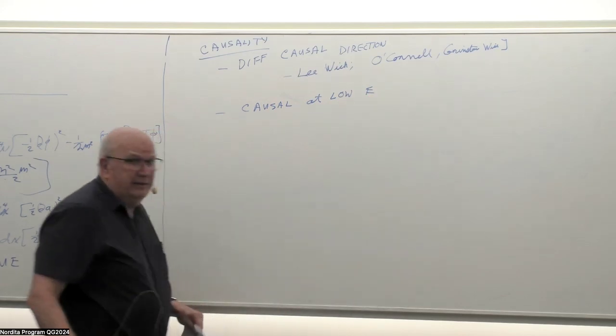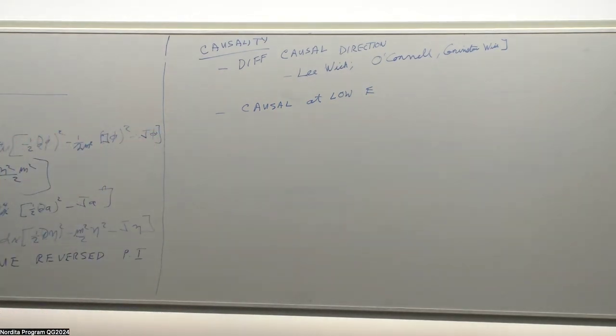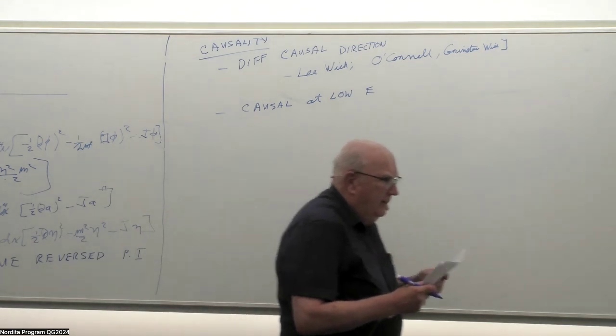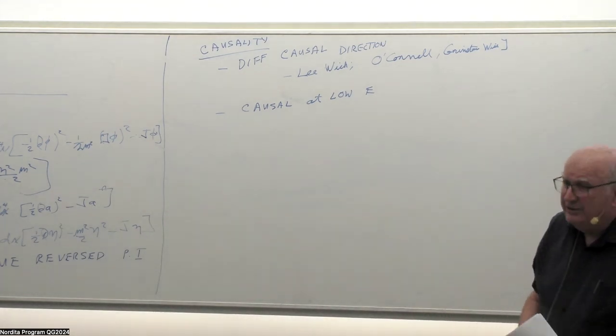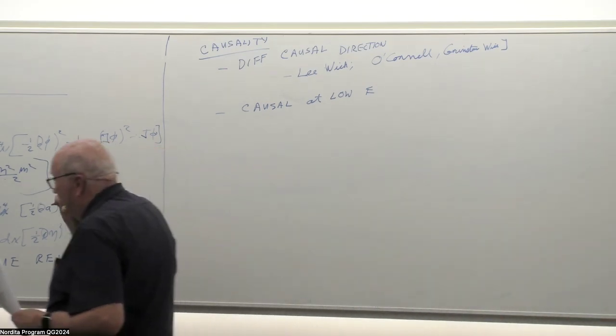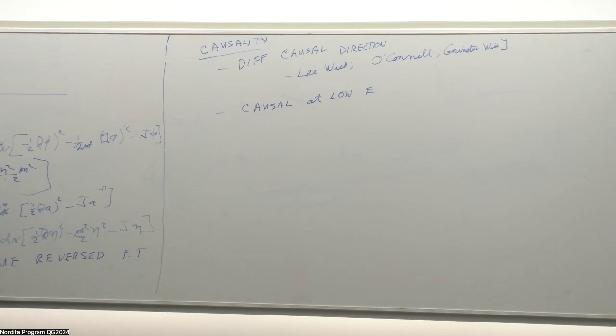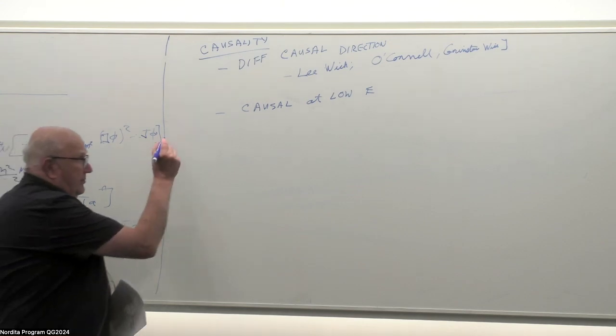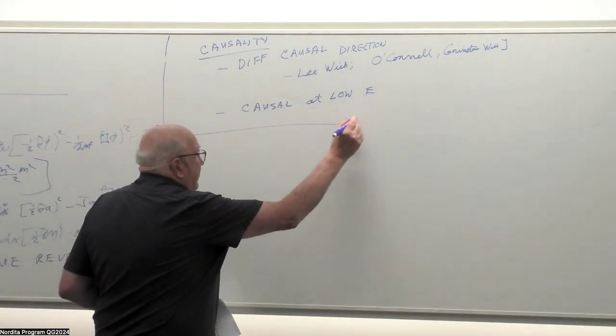No, it's emergent causality in some sense. There's no causality at high energies. The low energy theory is causal. I will argue that that's a general property of many of these higher derivative theories, and that's the biggest and most important flaw to keep track of.